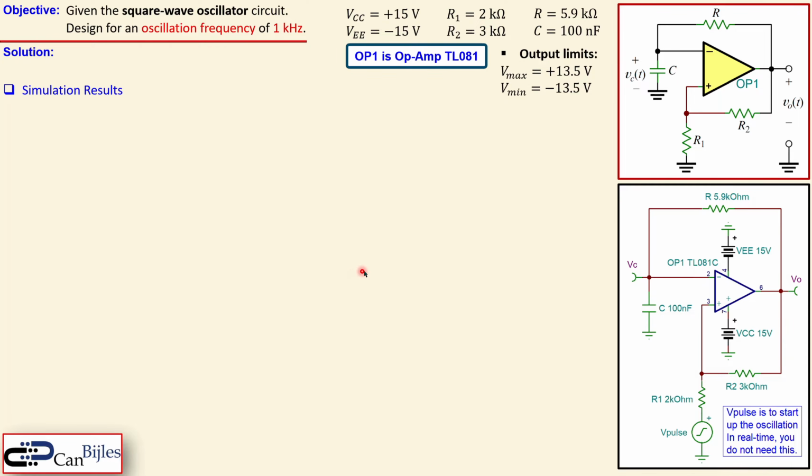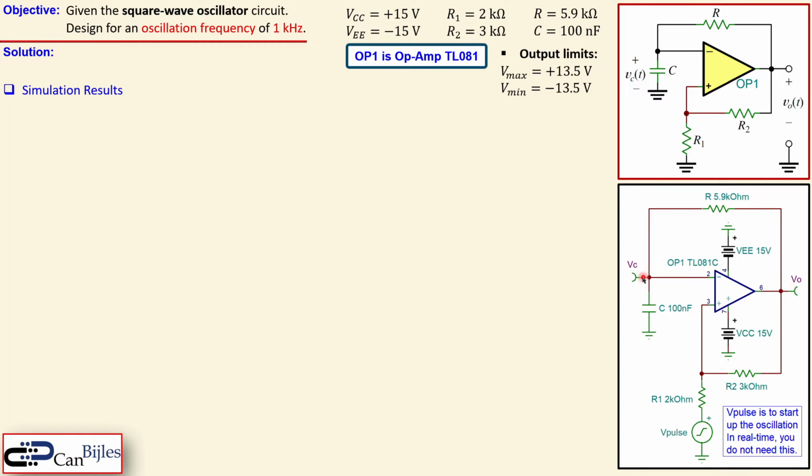And first, the simulation circuit. You see here the operational amplifier. We have chosen TL081. The type is in this case C. We have the two power supplies, plus and minus 15. The R2 and R1 here. And there is also the capacitor and the resistor there.